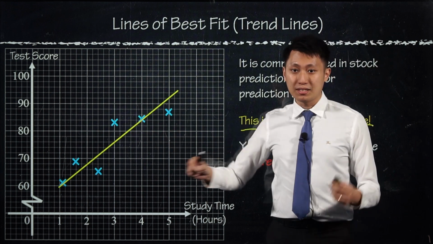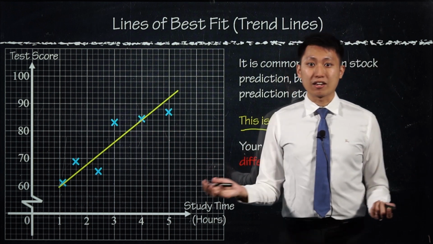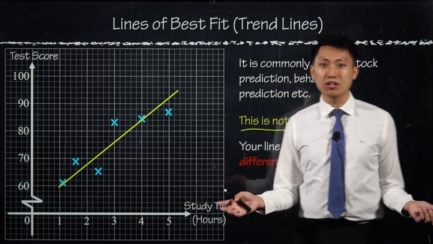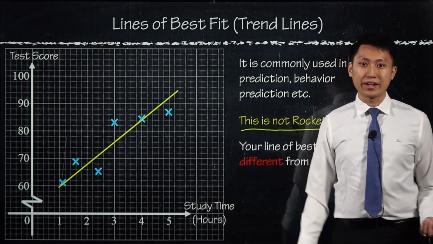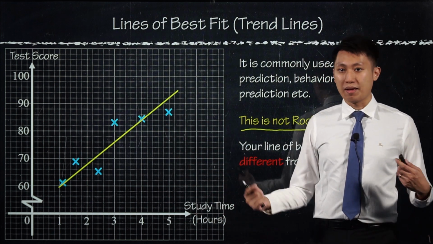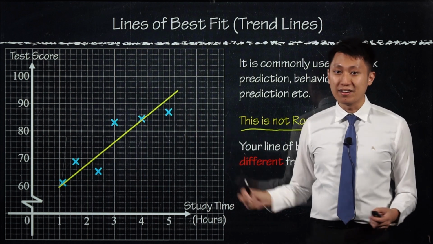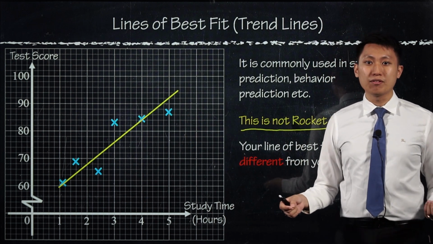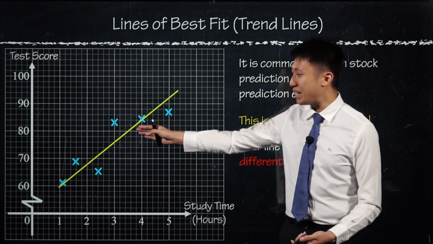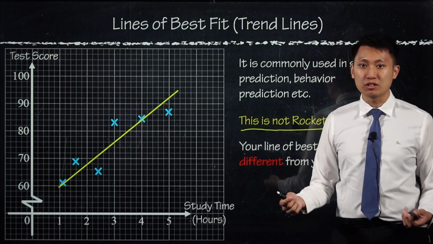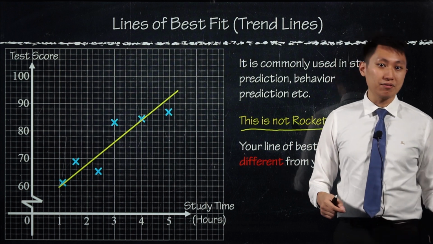So there might be some kind of inaccuracy in all drawings, whether yours or your friend's, there might be some errors here. Even if you draw it with a computer, the line of best fit, you have to choose the line. That's why the line that you choose might be different from your friend's.